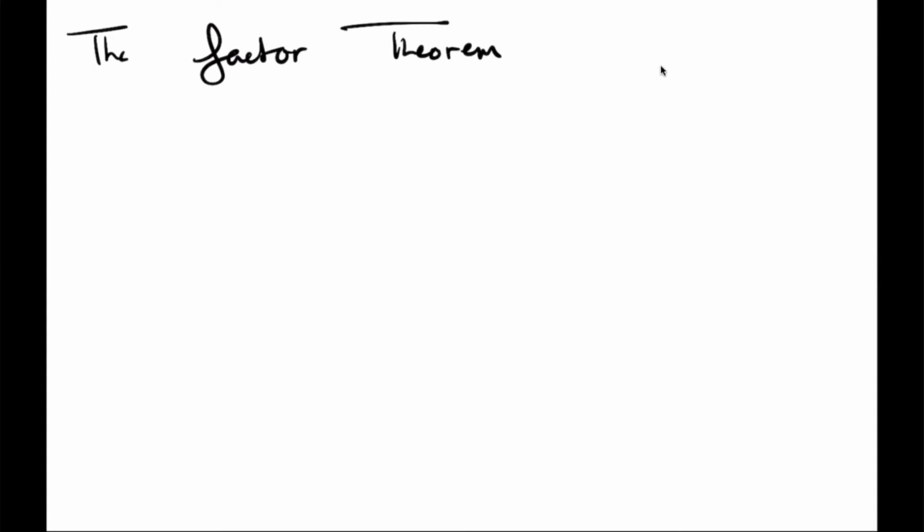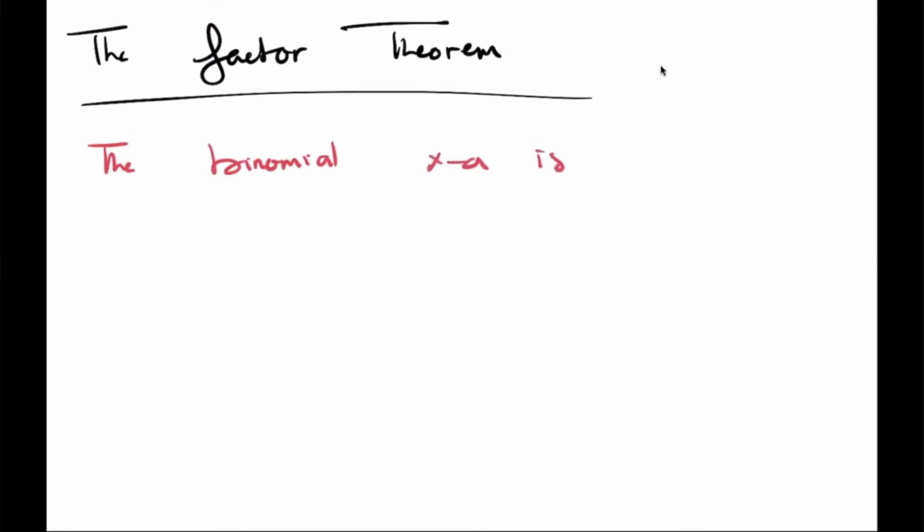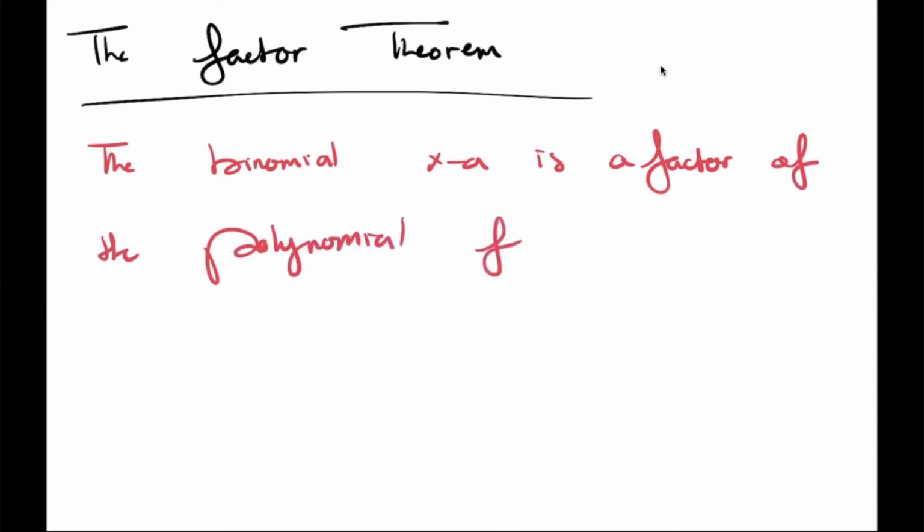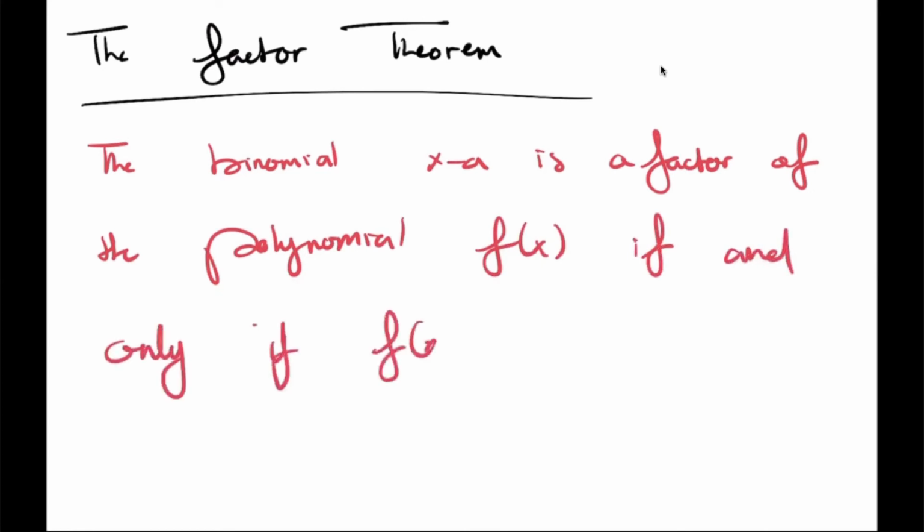So let me write that down here. This theorem states that the binomial x minus a is a factor of the polynomial f of x if and only if f of a is equal to 0, meaning that the remainder is 0.